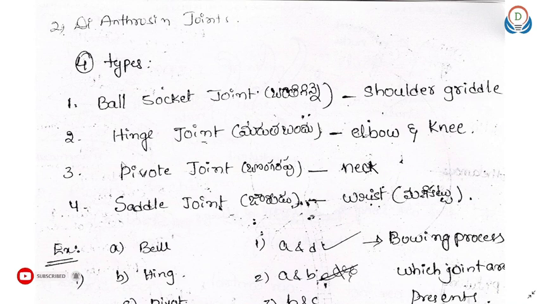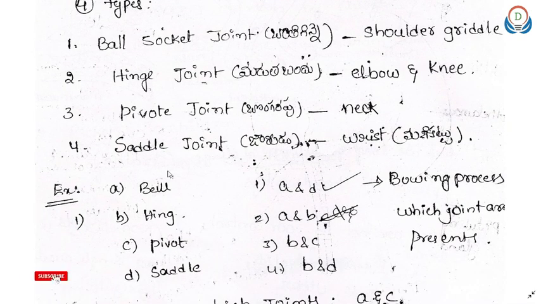Ball and socket joints are present in our shoulders. In the shoulder girdle, we can see a ball and socket joint. Whereas hinge joints we can see in the elbow and in our knee. Pivot joints are present in the neck, and saddle joints are present in the wrist. Right.